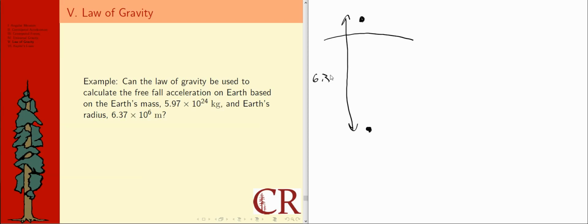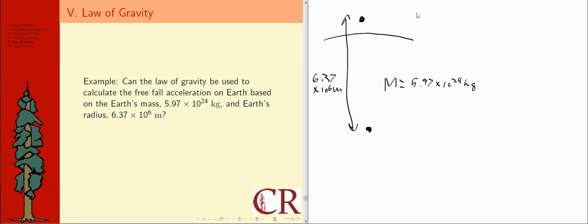In that sense, the distance between these two is going to be equal to the 6.37 times 10 to the 6 meters for Earth's radius. And we know that the mass of the Earth is given to us as 5.97 times 10 to the 24 kilograms.